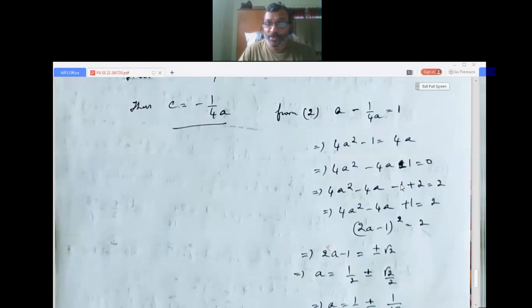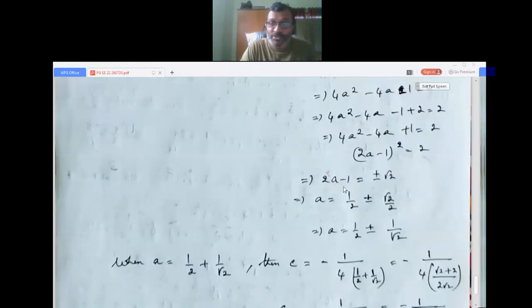For 4A squared minus 4A, what I do here is, because I want to write it as a perfect square, I want 4A squared minus 2 into 2A plus 1. So I add 2 both sides, or I add and subtract 2 on one side. What happens? Minus 1 plus 2, I get plus 1. Understood? This is just done to make it a perfect square. Now A squared minus 2AB plus B squared is (A minus B) whole squared, so I get (2A minus 1) whole squared equals 2.